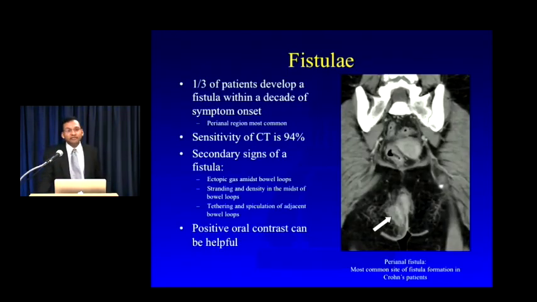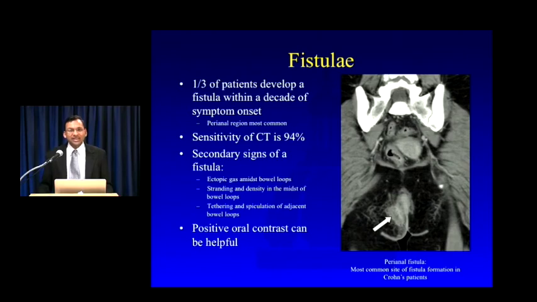Now, once you've identified the inflamed, involved loops of bowel, your job isn't done, right? You want to look for other ancillary features of Crohn's disease and complications. And one of the complications that's critical to identify is the presence of fistulous disease. A third of patients with Crohn's will develop a fistula within a decade of their symptom onset, and by far the most common location is going to be the perianal region.